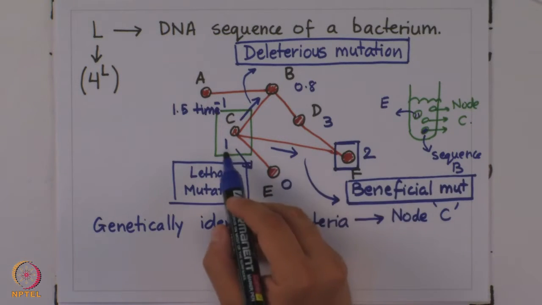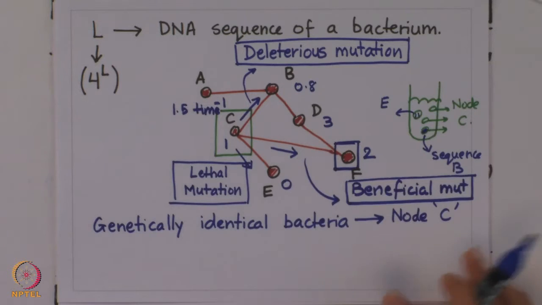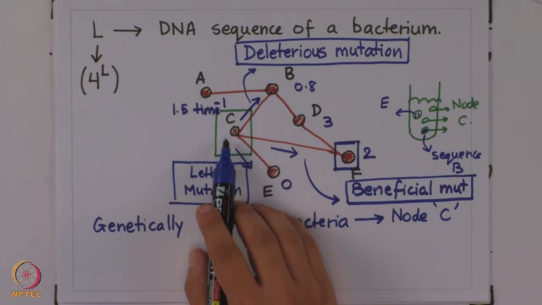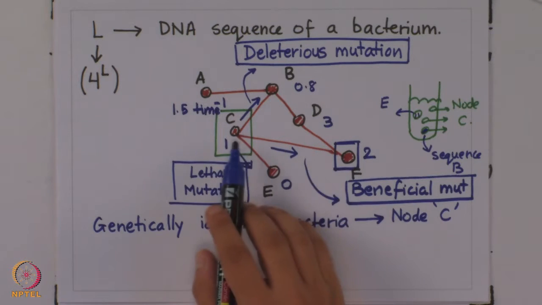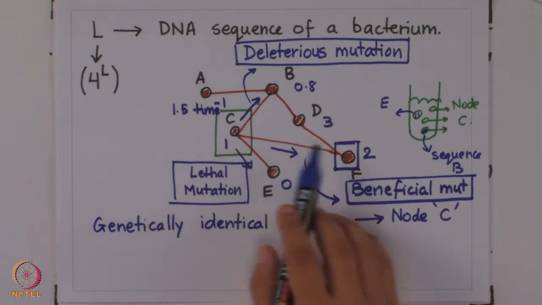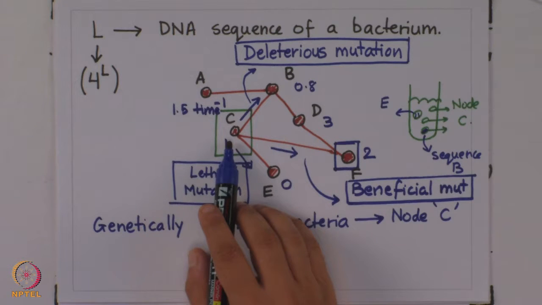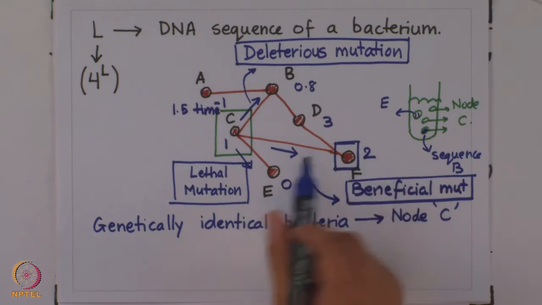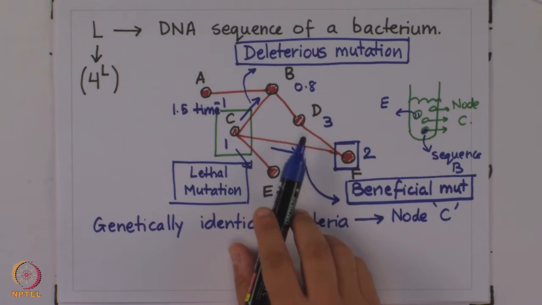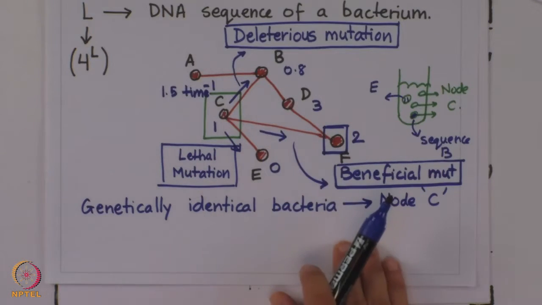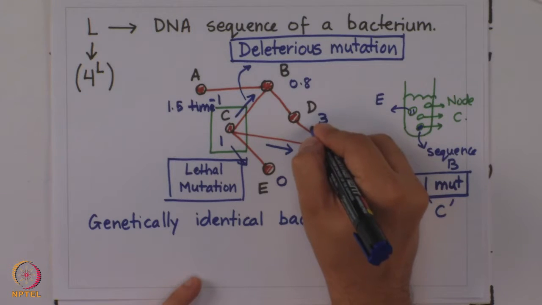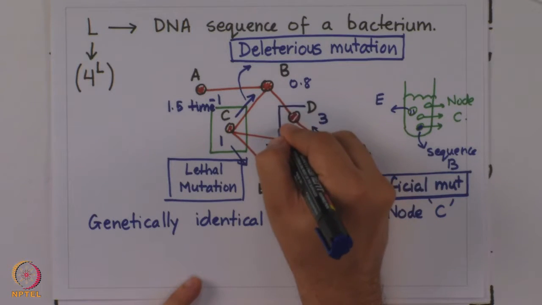From F you could go back to C in the graph that we have been given. From node F you could have a mutation and go back to sequence C, but that entails a decrease in fitness. Hence this is a deleterious mutation and will be eliminated by selection. So this does not work, but you could have a mutation going from F to node D, which entails an increase in fitness from a value of 2 to a value of 3, and then you will have movement of the population towards D.